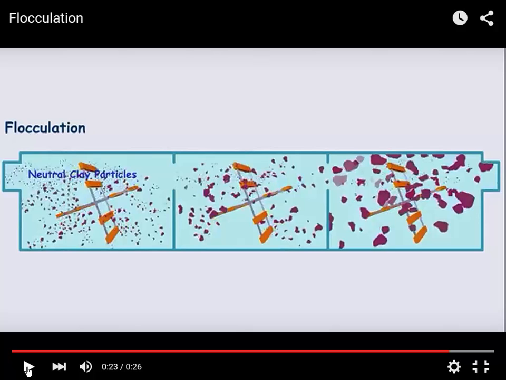And now in flocculation, just gentle mixing. And the purpose for the gentle mixing is to have collisions. You want those particles to collide with each other so that the flocs will grow.